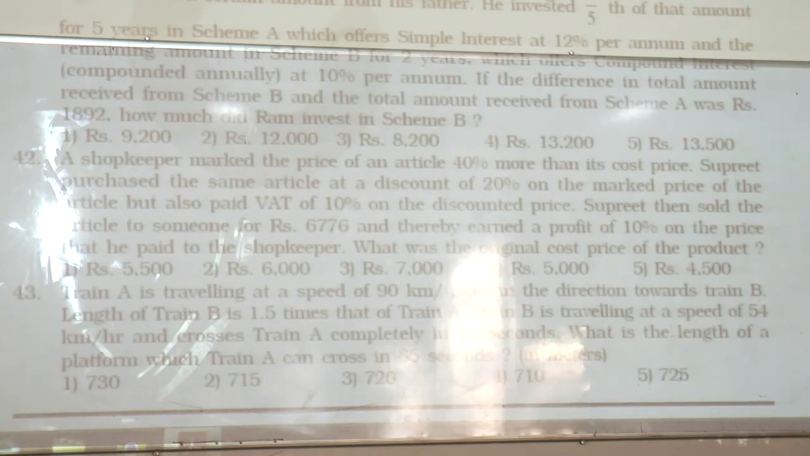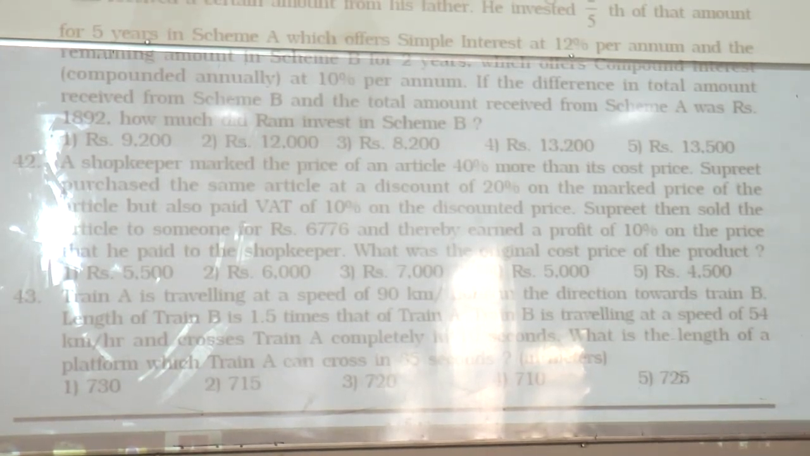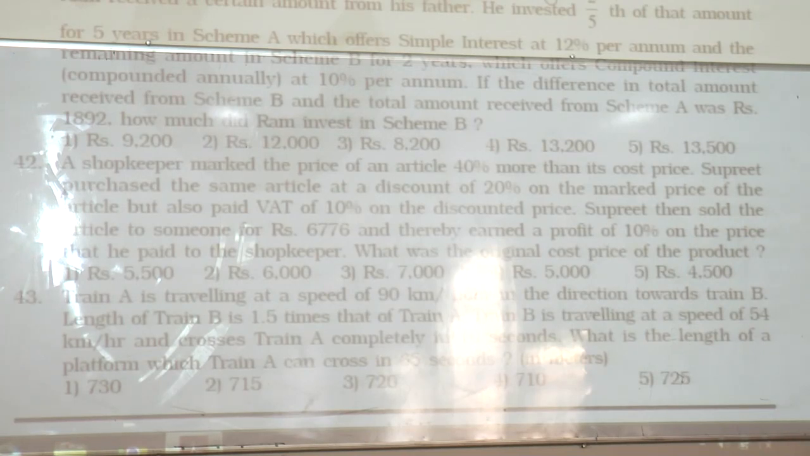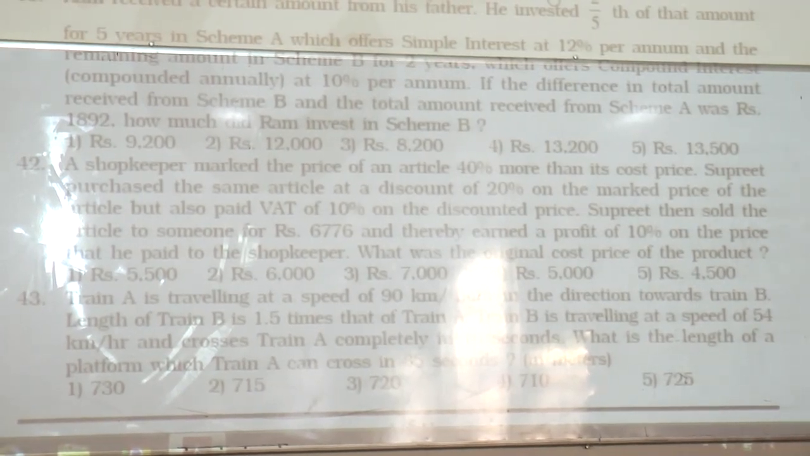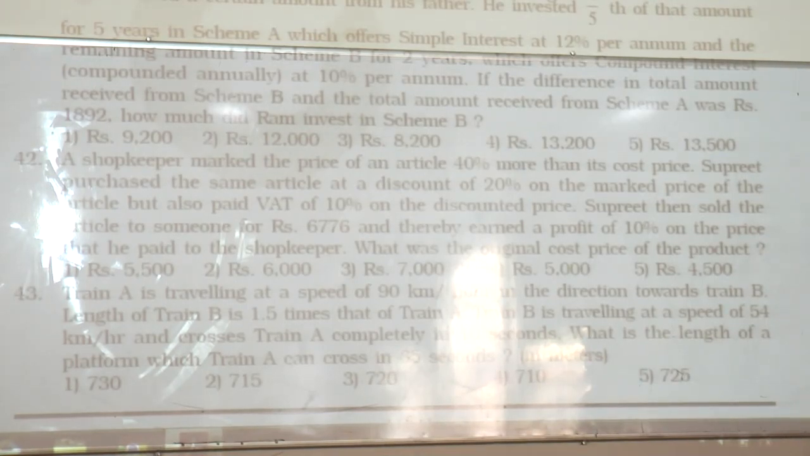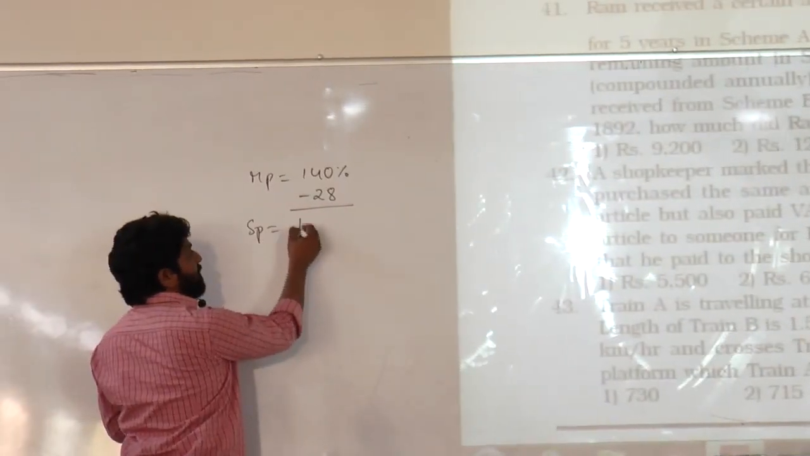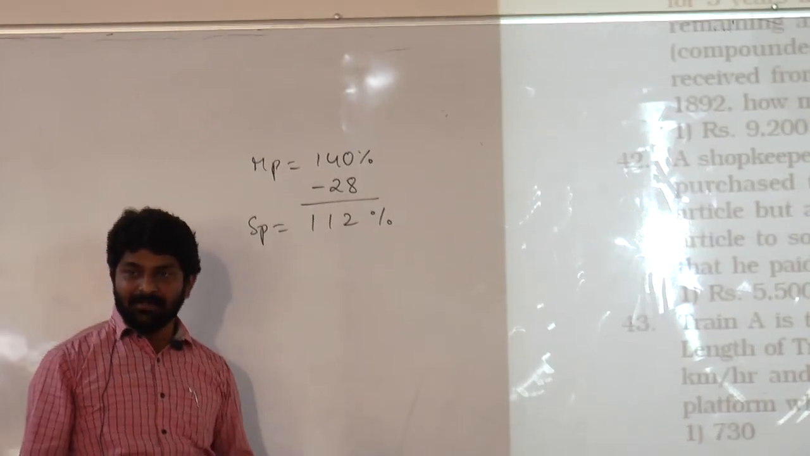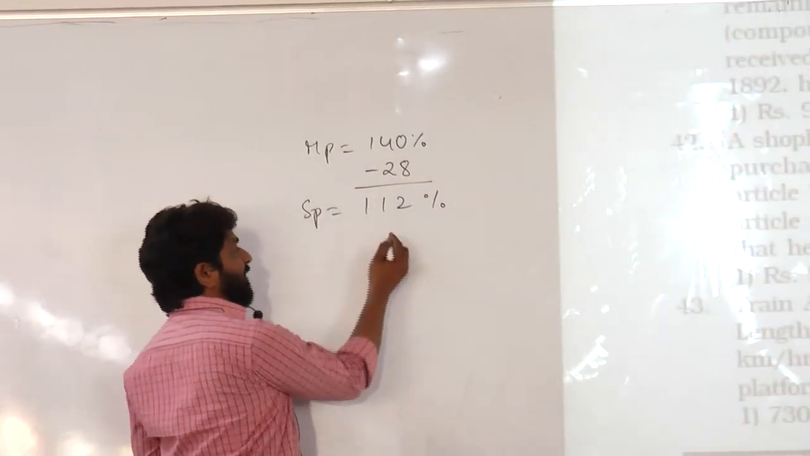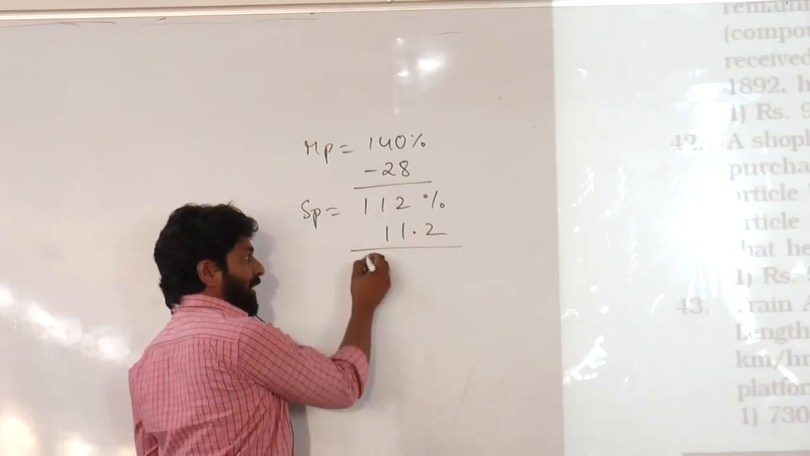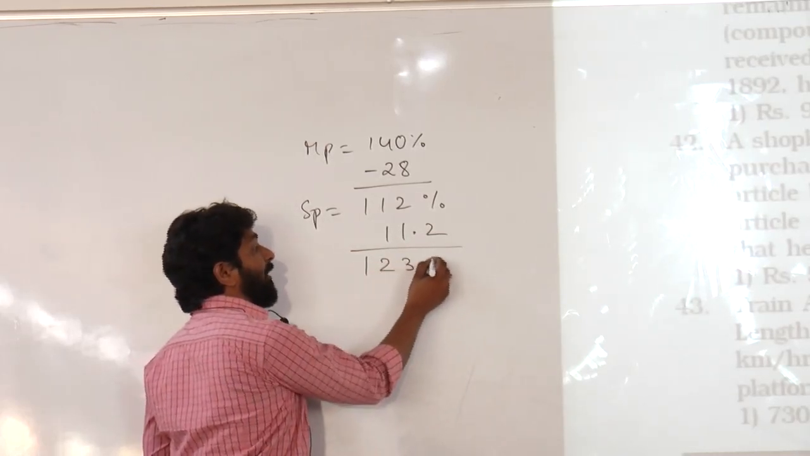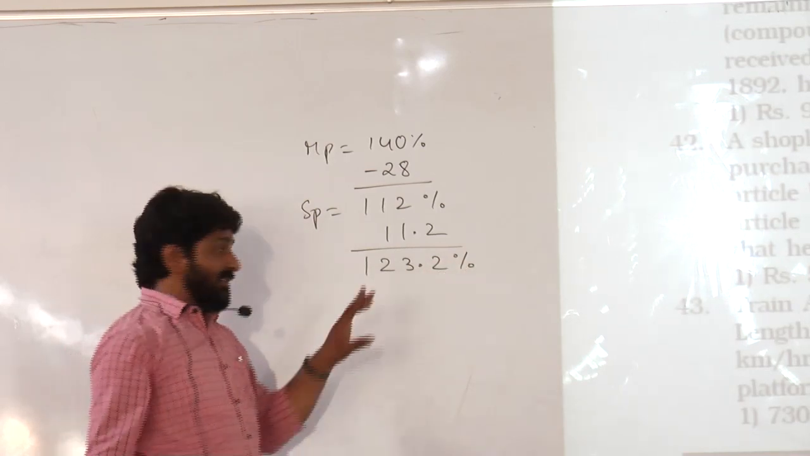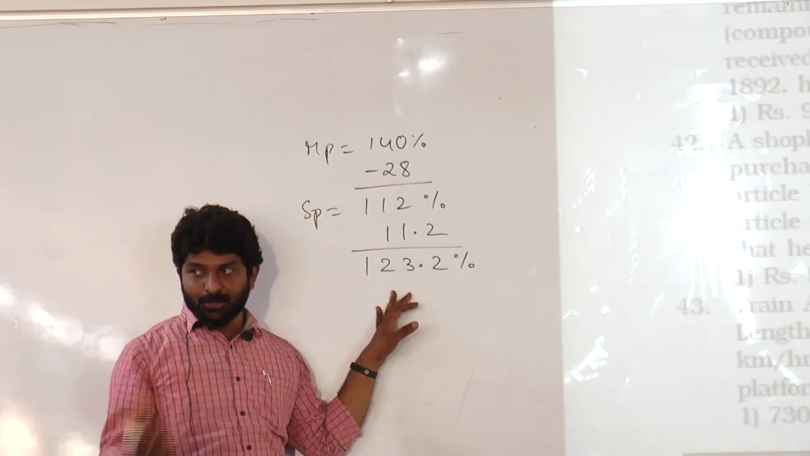Original cost price of the product, let it be 100%. And he marked it as 40% above the cost price, so market price becomes 140%. But he is given 20% discount. 20% on this number is 28, so now selling price becomes 112%. But Supreet paid 10% VAT on this number. 10% on this number is 11.2. So now he got it for 123.2%. This is the total cost price of the article for Supreet.